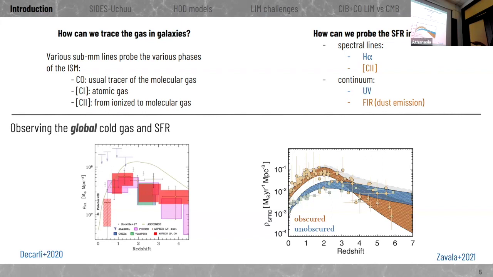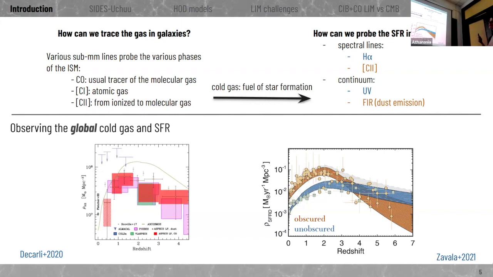And we can see the resemblance of these two curves, they both peak around redshift 2, and then they drop at smaller and larger redshifts. And we see this common behavior because, of course, the molecular gas is the fuel for star formation, and that's why we see this connection.